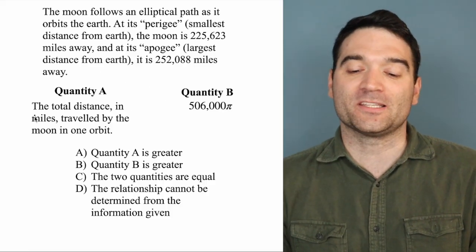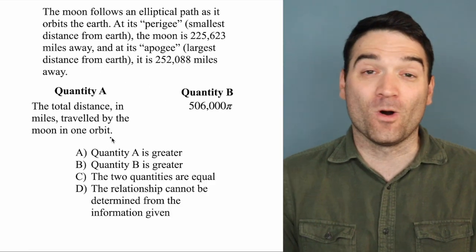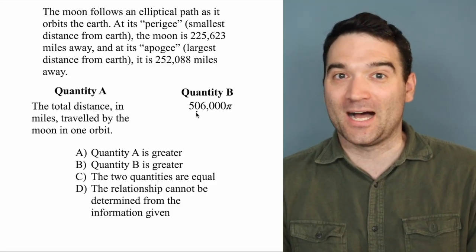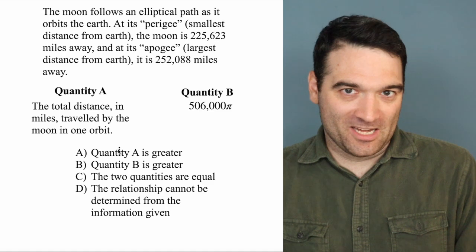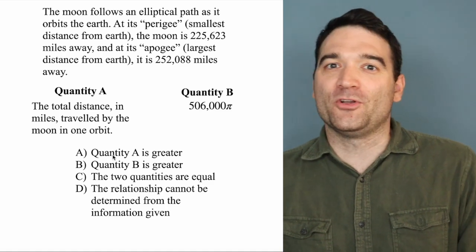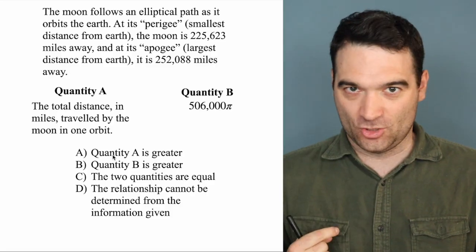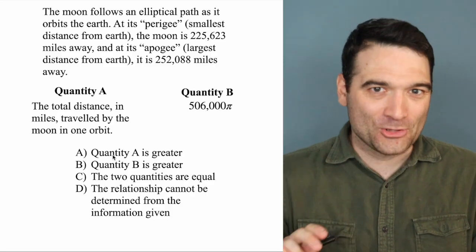The total distance in miles traveled by the moon in one orbit, or 506,000 pi. Well, let me put your mind at ease first. You are not responsible for knowing how to calculate the distance around an ellipse on the GRE. You don't have to know it.